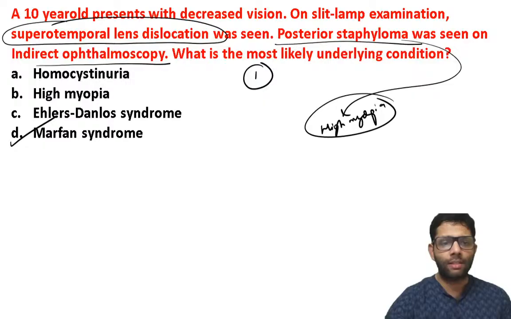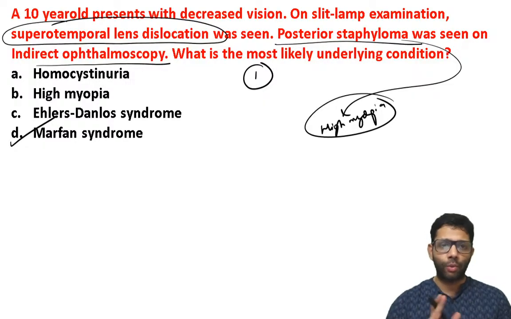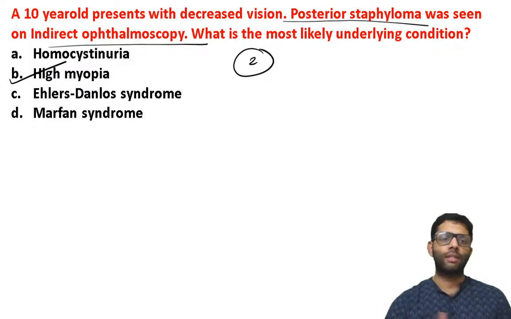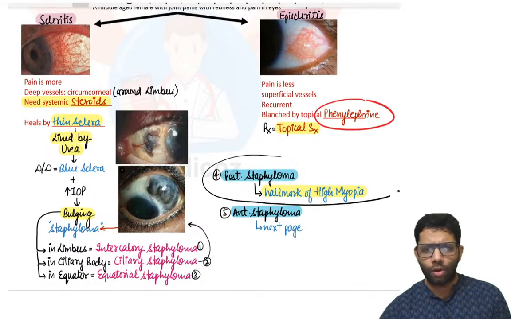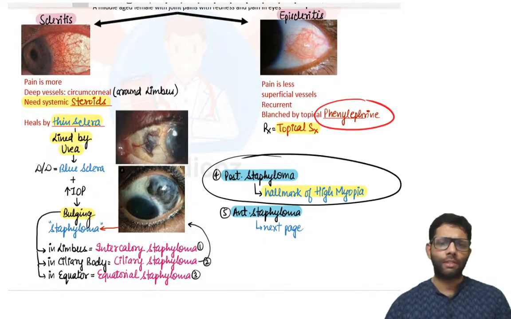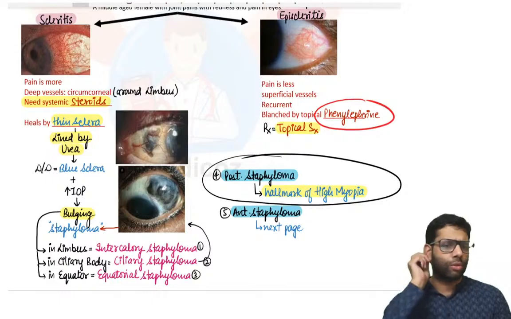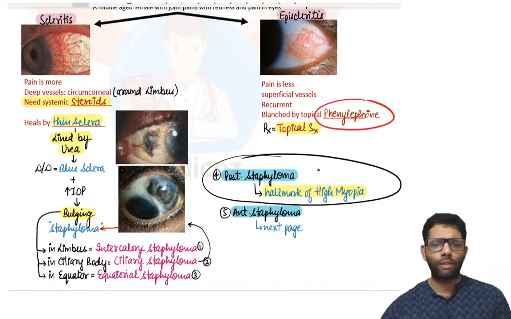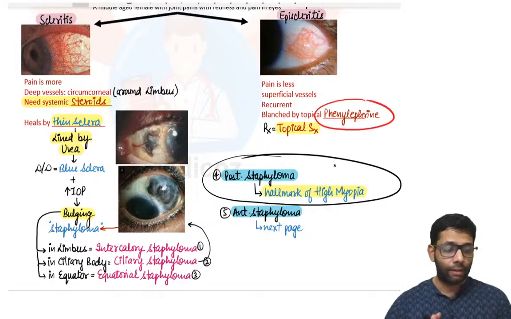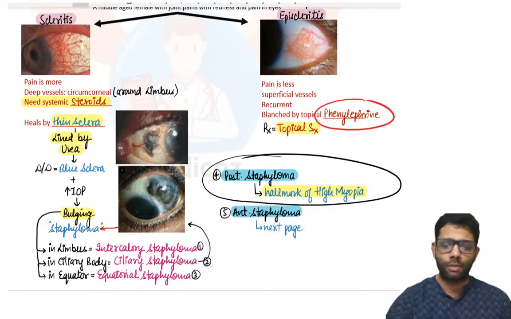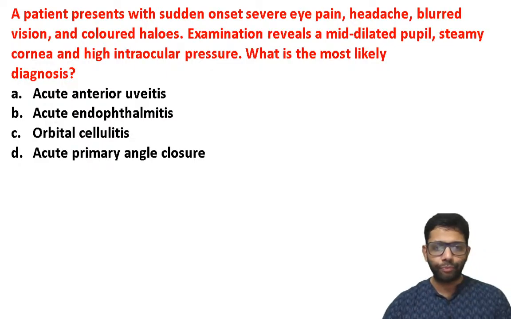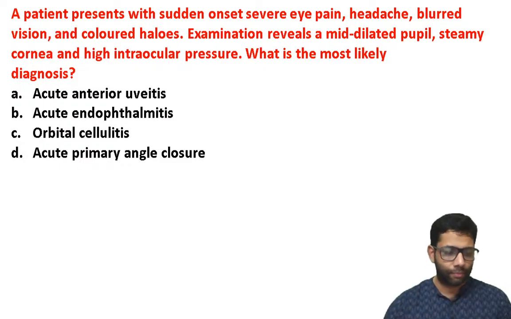If 1 is there, the answer is Marfan's because lens dislocation is there. Now if 2 is there, the answer is high myopia because only posterior staphyloma is there, and posterior staphyloma is a hallmark of high myopia. Again, from DFX I have told you this. High myopia features I have told you. Different types of staphyloma I have told you. The hallmark of high myopia is posterior staphyloma. But if lens dislocation is there, then the answer is Marfan's. Please let me know in the chat box. Till then, I will take up the previous year question.